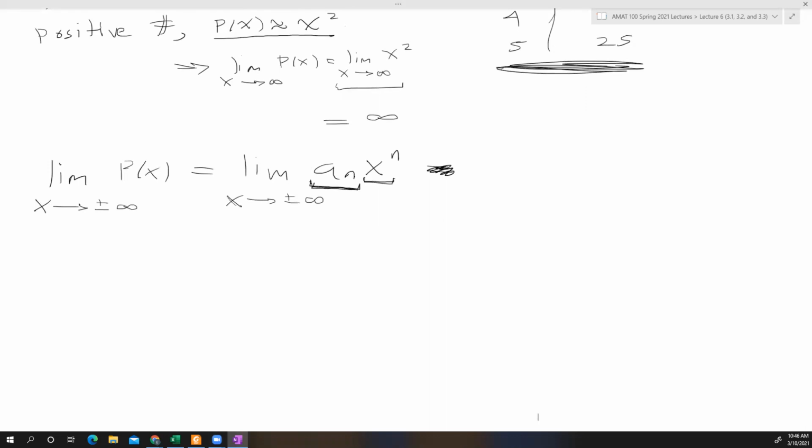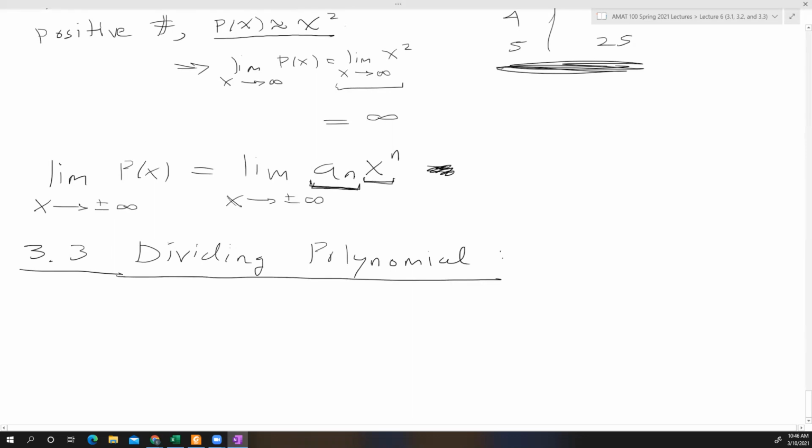Section 3.3 is on dividing polynomials. And again, there's this interesting interplay between geometry and algebra. What is the connection between geometry and algebra? For this, you might not think there's much connection to geometry. We're just dividing one polynomial into the other, but it turns out there is some interesting geometry going on.